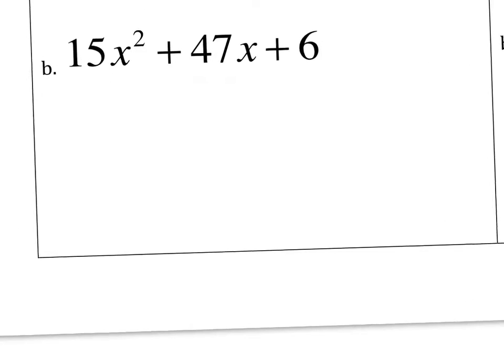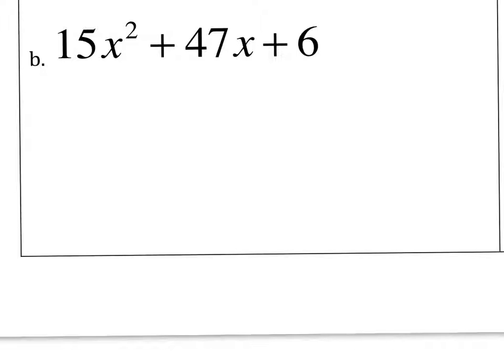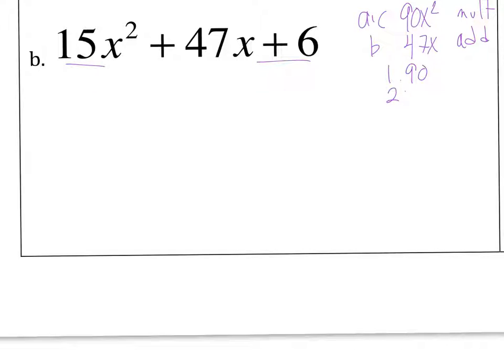Factoring again. I'm looking for things that will factor and multiply to 15x squared plus 47x plus 6. Okay, I'm going to take my first and last term, a times c. 6 times 15 is going to be 90x squared. Looking for things that multiply to 90 and add up to 47. All right, 1 times 90 gives me 91. No, 2 times 45. Oh, 2 plus 45 is 47. Pretty quickly we got to an answer.